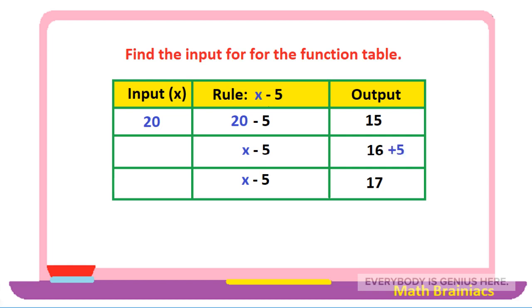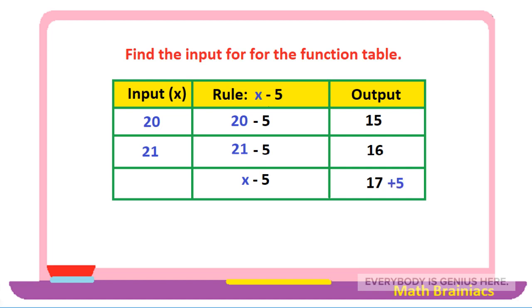Let us work on the second output to find out the x. 16 plus 5 will give us 21. To check, 21 minus 5 will give us 16. So when the input is 21, the output is 16.